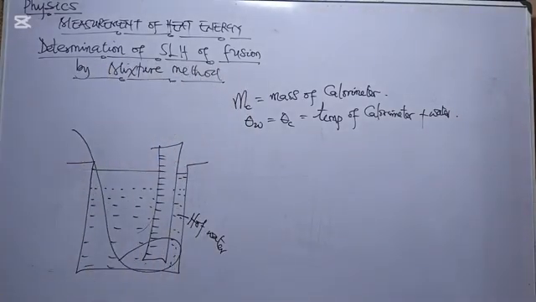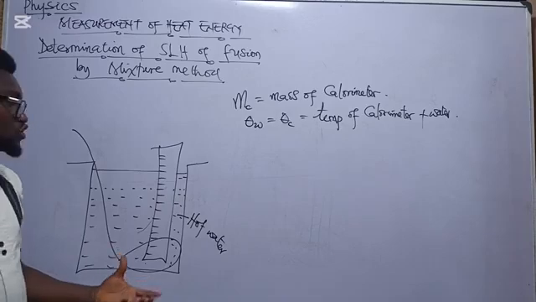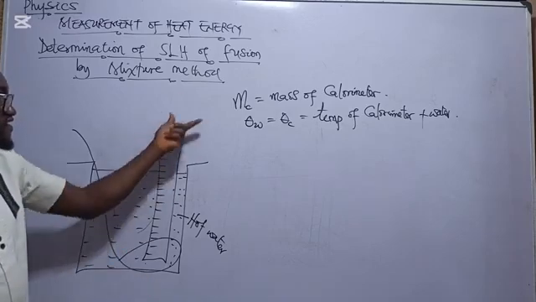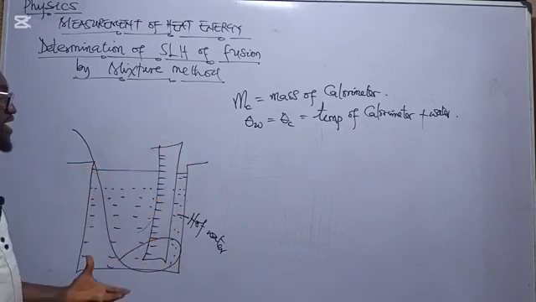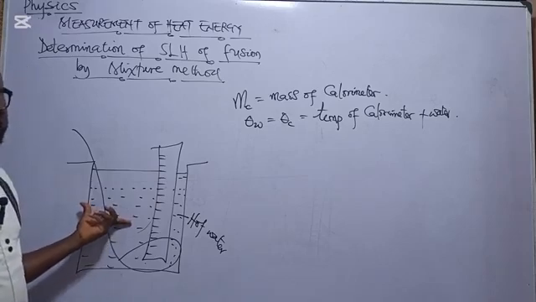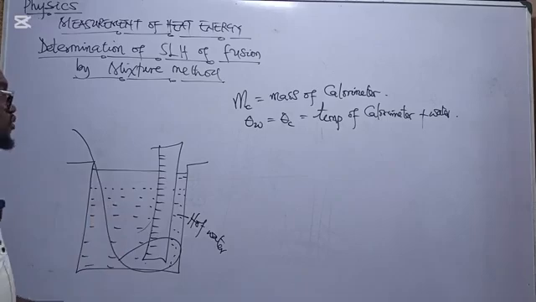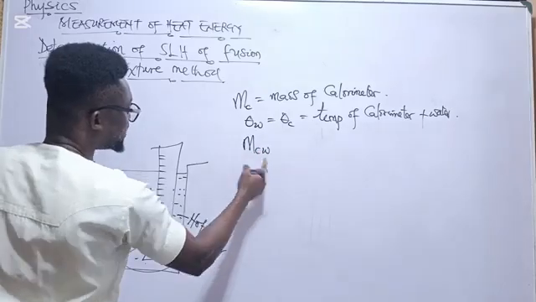Now, at this point, you have to reweigh the calorimeter again because it now contains water. So the weight of it will now increase compared to the initial weight of the calorimeter. When you reweigh it, in order to obtain the mass of the hot water added, you are going to get the mass of the calorimeter containing water.